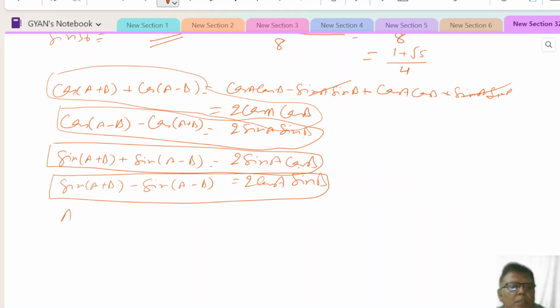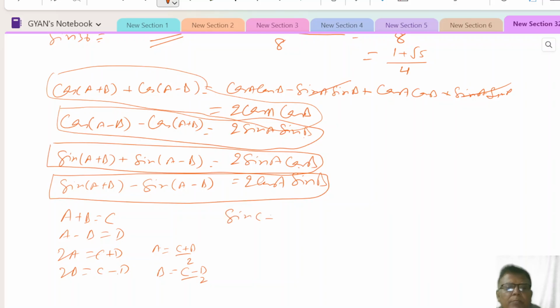Now further you assume a plus b is equal to c and a minus b is equal to d. So 2a is equal to c plus d and 2b is equal to c minus d. So a is equal to c plus d by 2 and b is equal to c minus d by 2. Now 2 sin a into sin b, you do it this side. So here you take this one, sin.